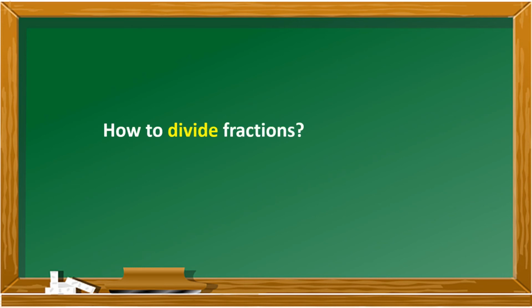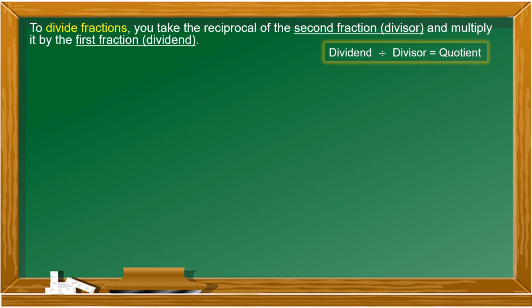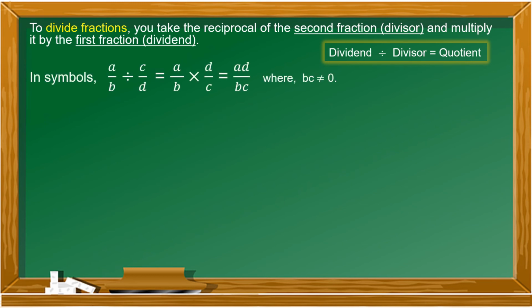How to divide fractions. To divide fractions, you take the reciprocal of the second fraction or divisor and multiply it by the first fraction or dividend. Dividend divided by divisor equals quotient. In symbols, A over B divided by C over D is equal to A over B times D over C, which is equal to AD over BC, where BC is not equal to 0, so that it will not be undefined.